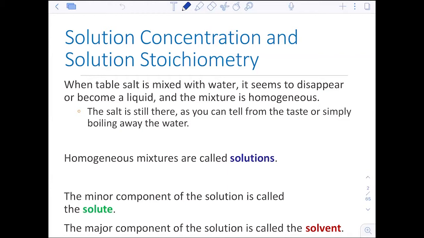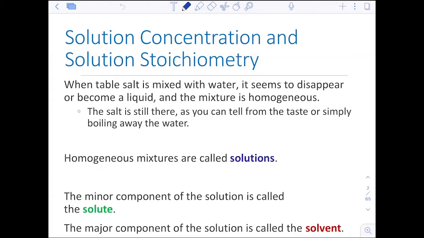So what is a solution? Well, the best example that we can think of that probably all of you have seen before is when table salt, sodium chloride, is mixed with water. We've done this when we have boiled pasta. First thing that comes into my brain, you put some salt in the water. What that does is it not only flavors your pasta, but it will allow the water to boil at a higher temperature. We'll see colligative properties in the second semester of general chemistry.